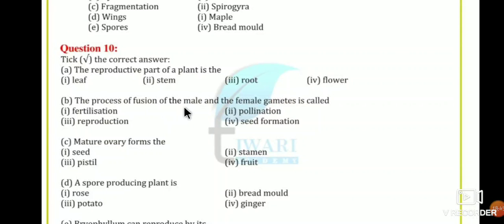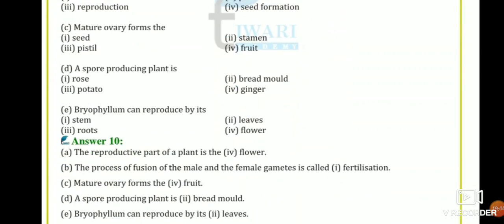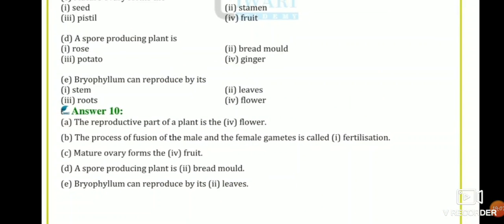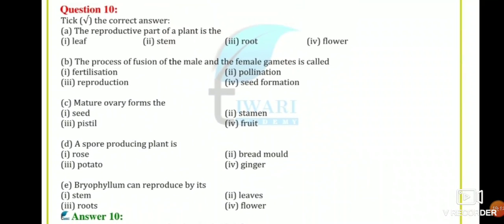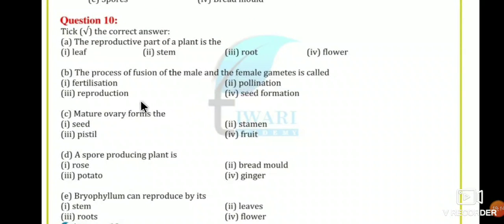Next, the process of fusion of the male and female gamete is. It is not only male, not only female, but the fusion of both male and female gametes is called fertilization, because reproduction means already producing a new one. Pollination means transfer of pollen grains from one flower to another flower in the same plant or to a flower of a different plant. So these three are not the answer. The last remaining one, fertilization, is the correct answer.